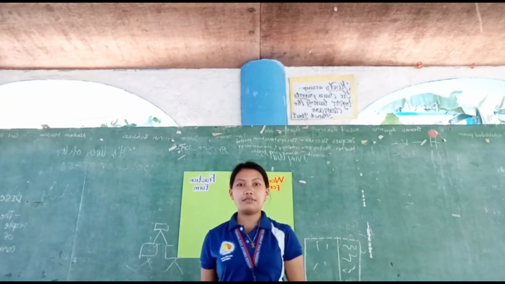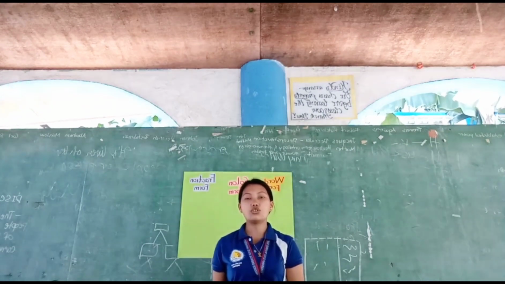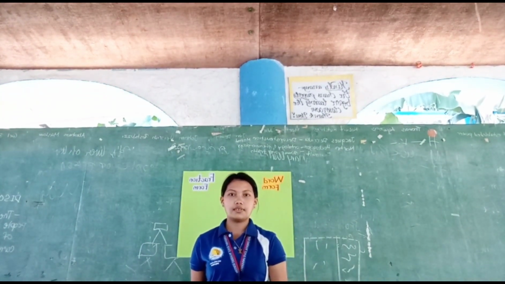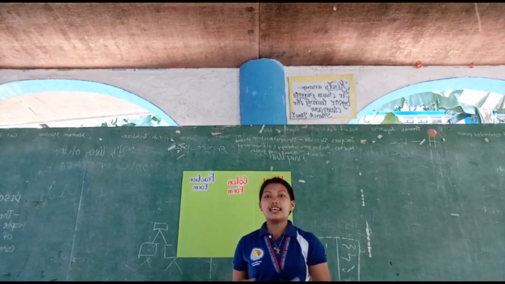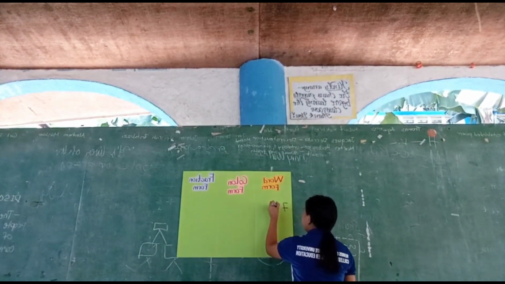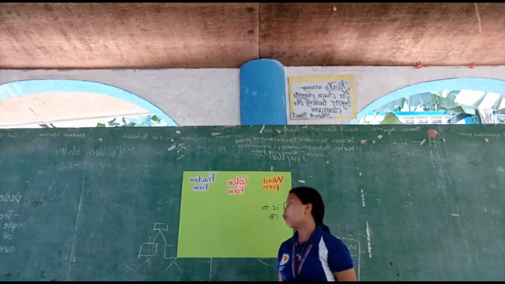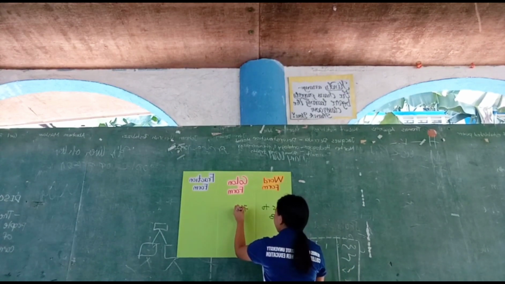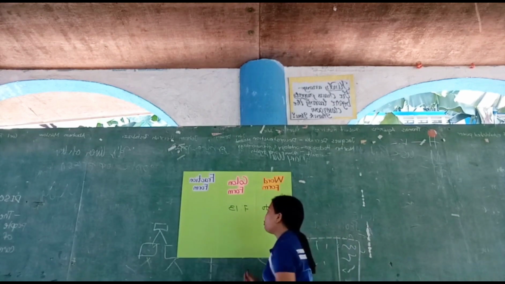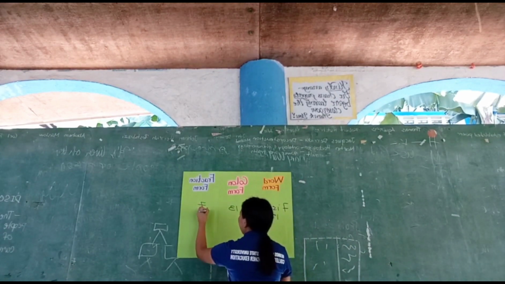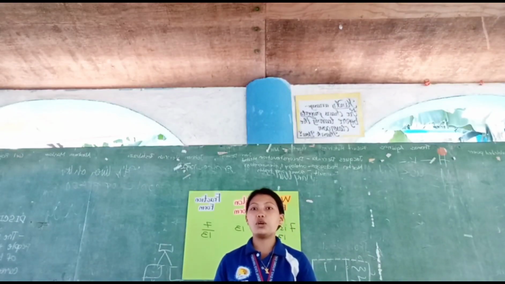Back to the activity that we had earlier, how are we going to write the ratio of red balloons to blue balloons? In word form, we can write 7 is to 13. And in colon form, we can write 7:13. On the other hand, in fraction form, we can write 7 over 13. Okay, are we all clear?